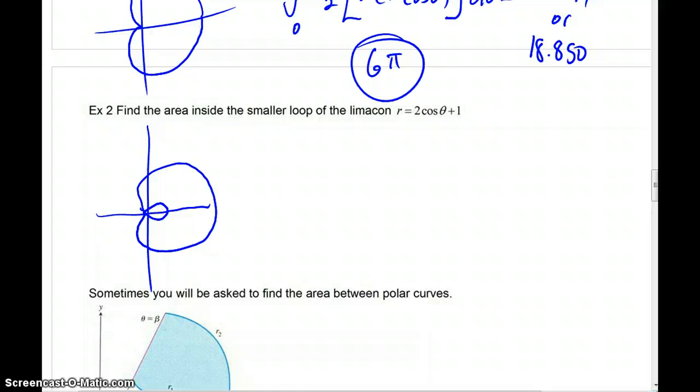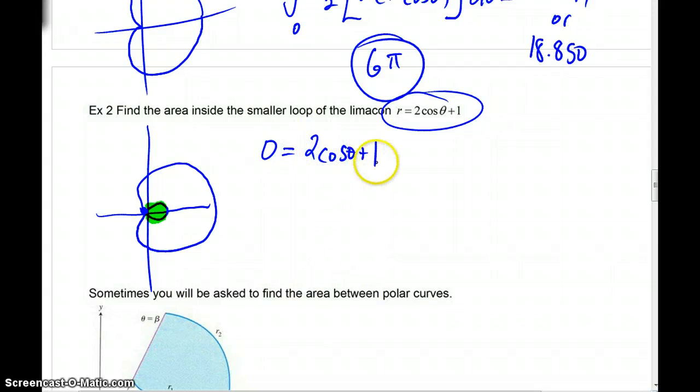And here's something that can be very, very helpful. As you're asked to find a loop specifically around the origin, what you'd like to envision is that your r would be 0 when you begin the loop and when you end the loop. So take your r value and set r equal to 0. If you did that, we could subtract a 1, then divide by 2. You'd see that the cosine of theta would equal -1/2.